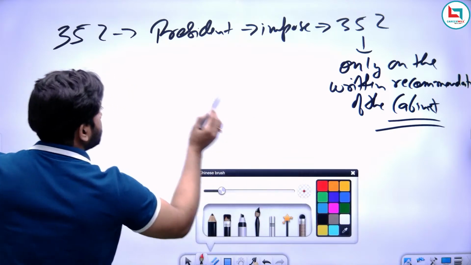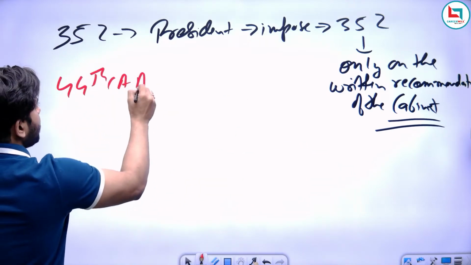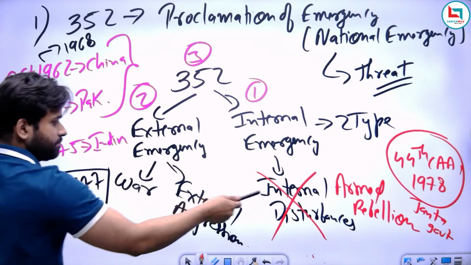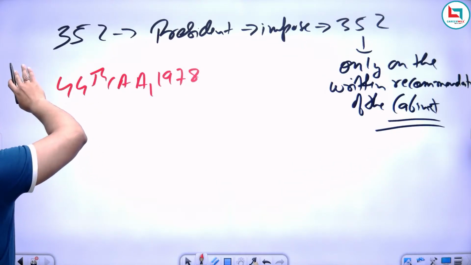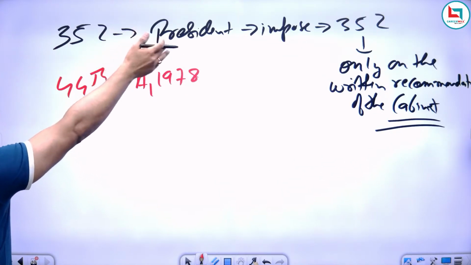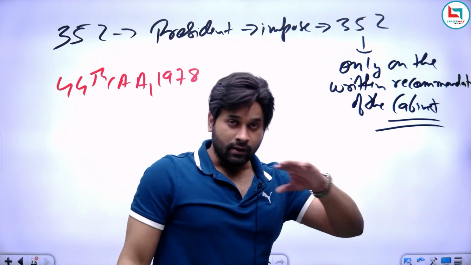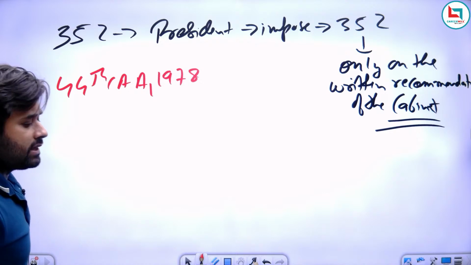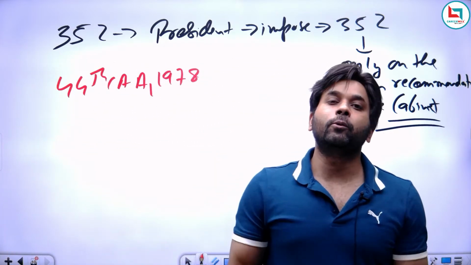Let me write it here. This provision was added by, see, with one amendment we can insert multiple provisions in the Constitution. So with this amendment we inserted armed rebellion, and with the same amendment we added a new provision, and that was President acting on the advice of cabinet in case of national emergency. So I think we are done with the reason for imposing national emergency. Now we can start with how to impose national emergency.